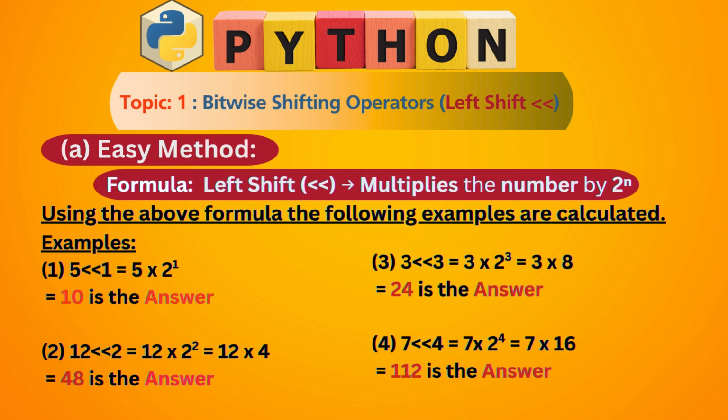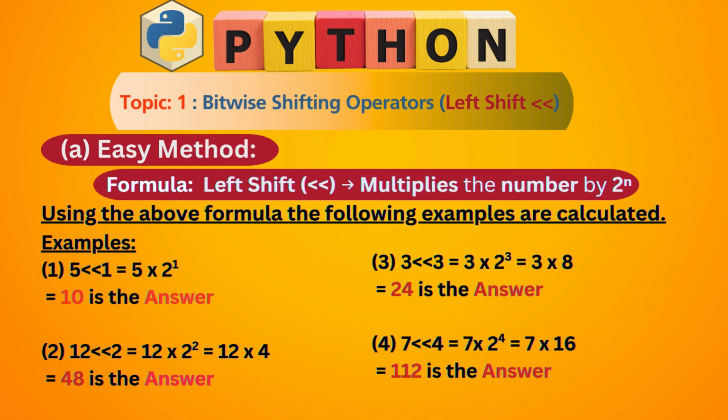You see the examples here. 12 left shift 2 equals 12 into 2 power 2, that is 12 into 4, that is 48, the answer. 3 left shift 3, 3 into 2 power 3, 3 into 8, 24 is the answer. 7 left shift 4, 7 into 2 power 4, 7 into 16, 112 is the answer. I will show you the demonstration in the IDE, then you will come to know.